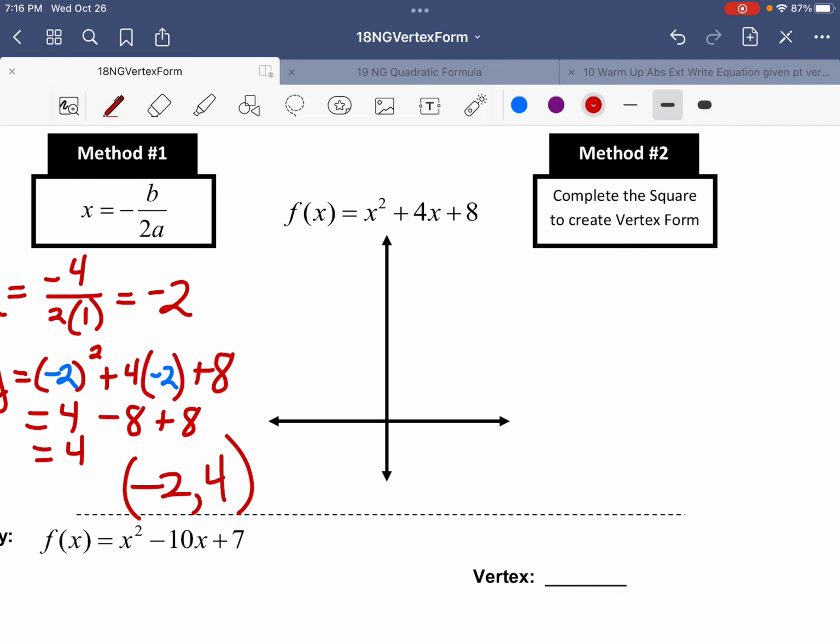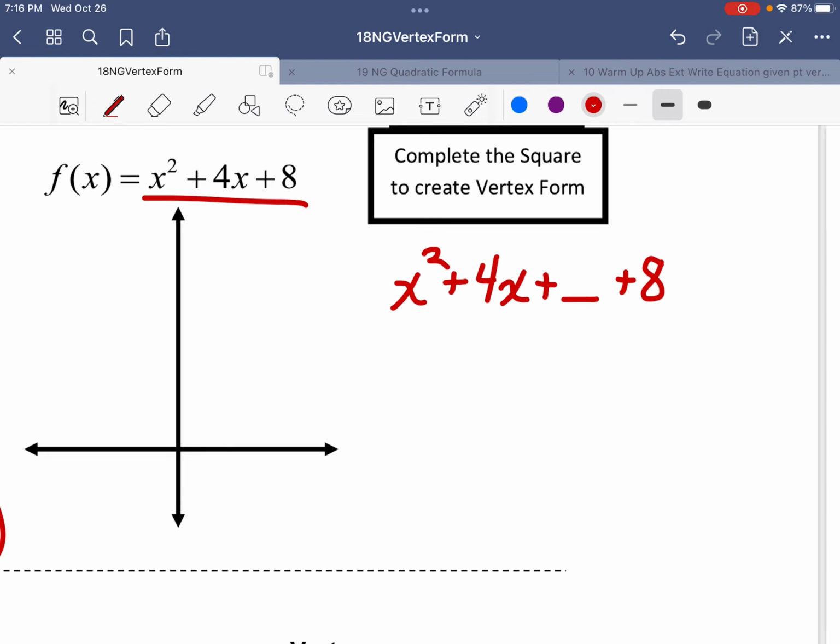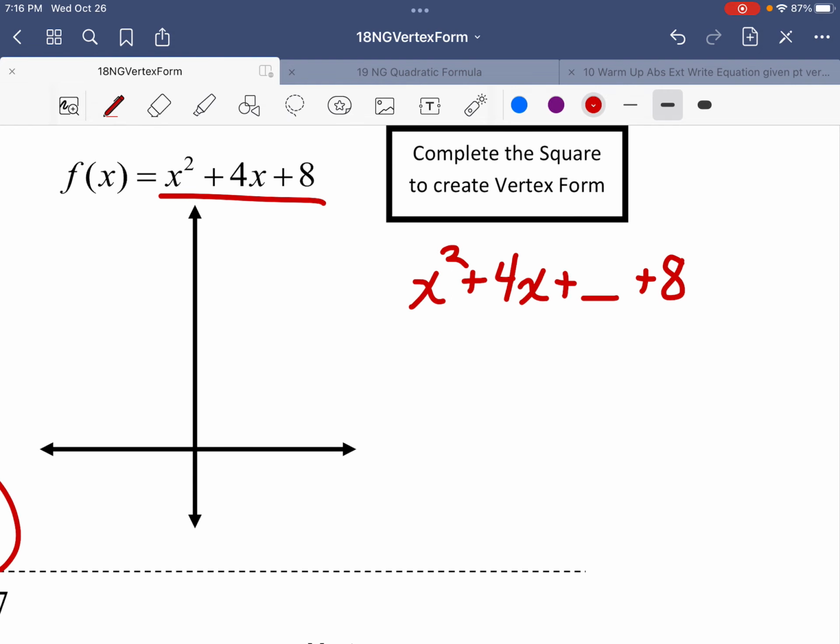In fact, it is. But let's find that vertex using this new method just from a few days ago, completing the square, it's called. What is this completing the square thing? Well, it's taking the equation that we have here, this x squared plus 4x plus 8, and it's making it perfect. It's actually adding in just the right number that will make it perfect.